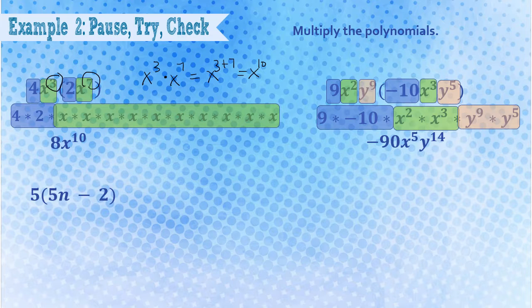Again, when I have a monomial out front, just a single coefficient, we're going to go ahead and distribute that through. So 5 times 5n gives me 25n, and then 5 times negative 2 gives me negative 10. They are not like terms, so we're done.